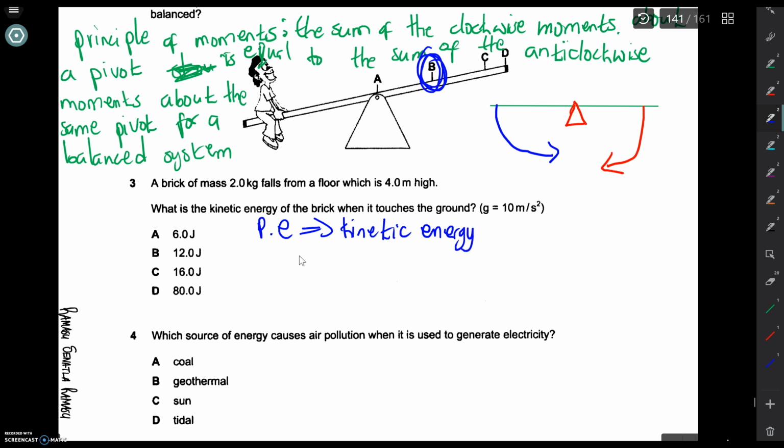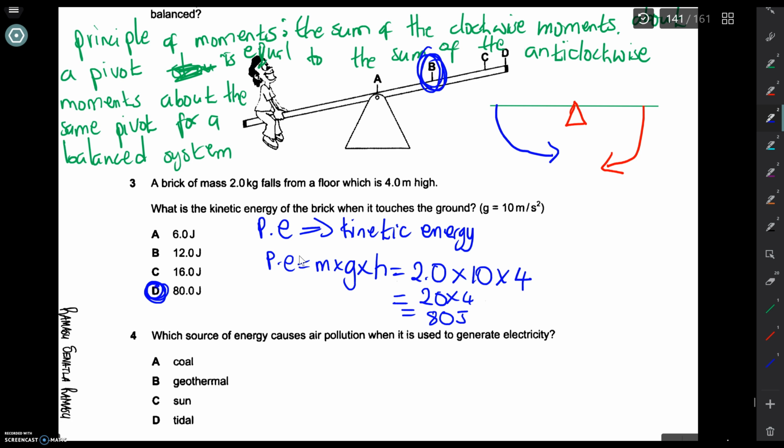So then we can use the formula for potential energy, which is P is equal to mass times gravitational pull times height, right? Our mass is 2.0 kilograms, our g is 10, and our height is 4 meters, right? And this gives us 20 times 4, which gives us 80 joules, right? Then our answer there is 80 joules.